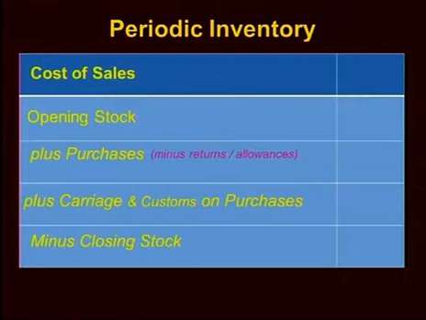Okay, this is important. You have to know. Opening stock plus purchases plus carriage on purchases minus closing stock. And remember with the purchases, because activity 1 does not have that. Activity 1 does not have any returns. But remember, in future exercises, if there is a return of stock, you need to minus that from the purchases.